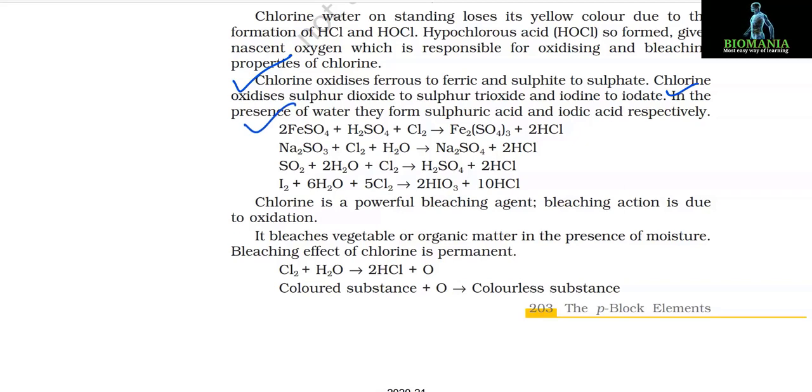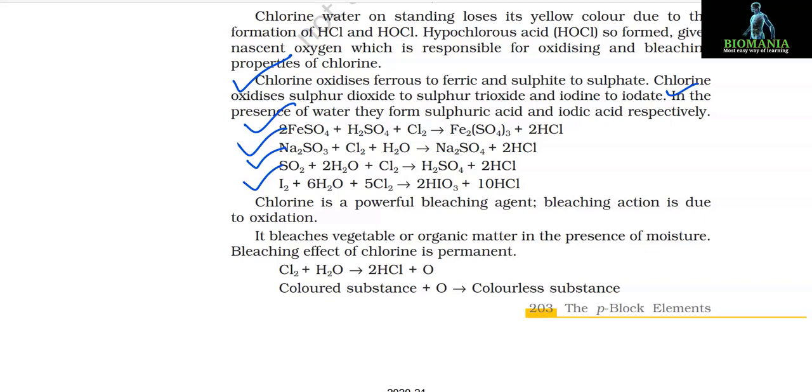2FeSO4 + H2SO4 + Cl2 gives Fe2(SO4)3 + 2HCl. Na2SO3 + Cl2 + H2O gives Na2SO4 + 2HCl. SO2 + 2H2O + Cl2 gives H2SO4 + 2HCl. And I2 + 6H2O + 5Cl2 gives 2HIO3 + 10HCl.